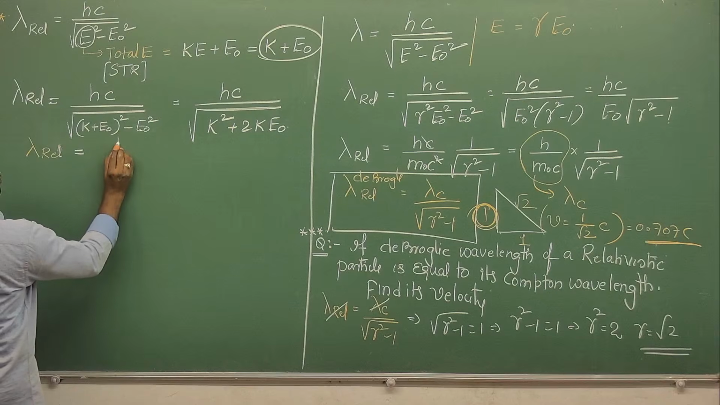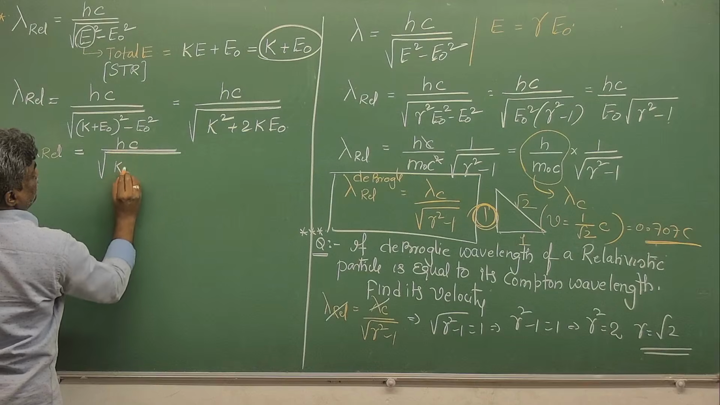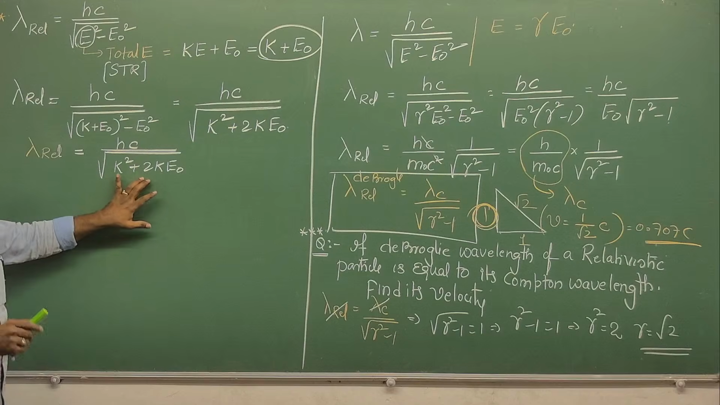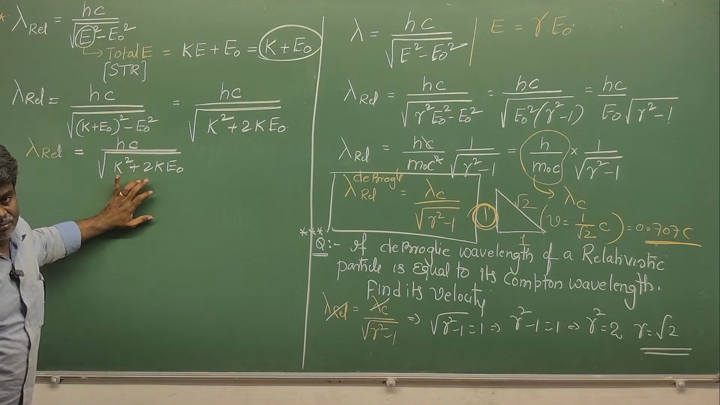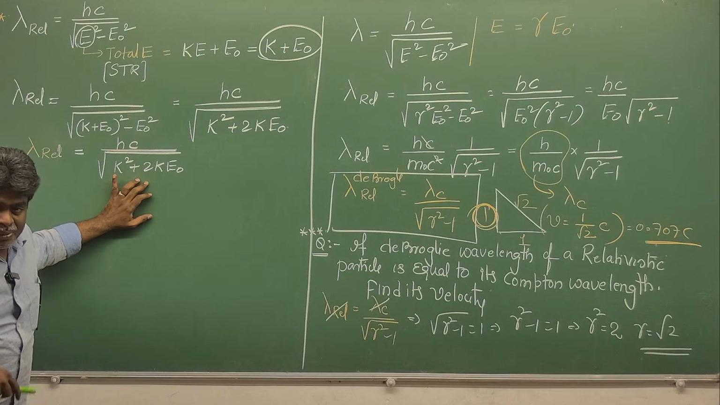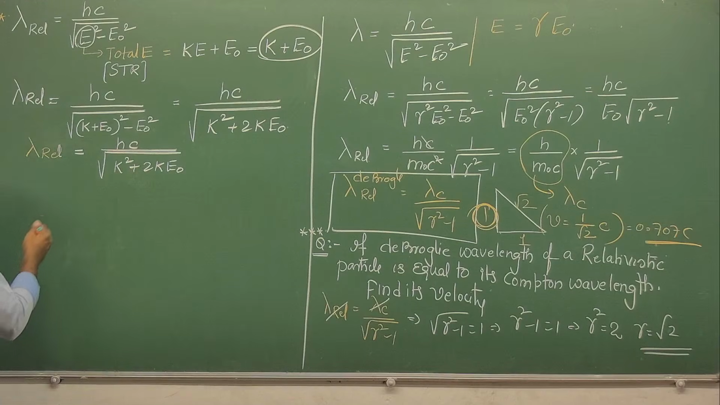Relativistic particle de Broglie wavelength: hc over under root K square plus 2K E naught. Sir, I can simply give the direct formula. It's easy for me and easy for you also. But once you go to the exam, you won't remember. So how did we get it?